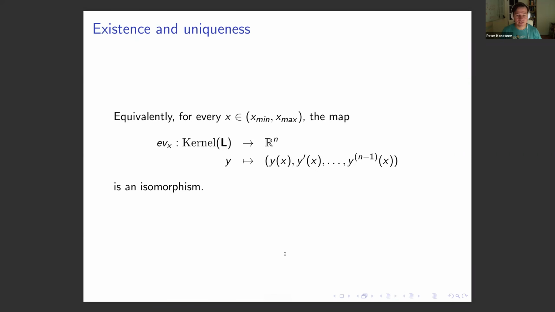Equivalently, for every x from this interval, the evaluation map at x from the kernel of this operator into R^n, right? Because the kernel is the null space. It's the space of all functions which are annihilated by the operator L, such that Ly is equal to 0. So if the solution exists, it must belong to the kernel of this operator. So the evaluation at a point on the kernel given by this formula is an isomorphism. Make sure you understand this part clearly.